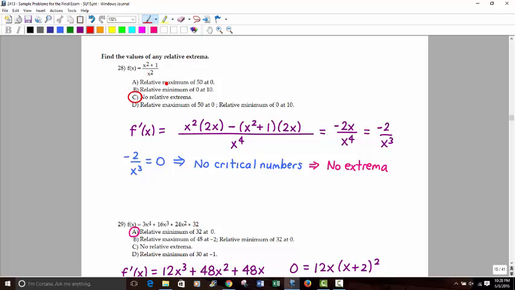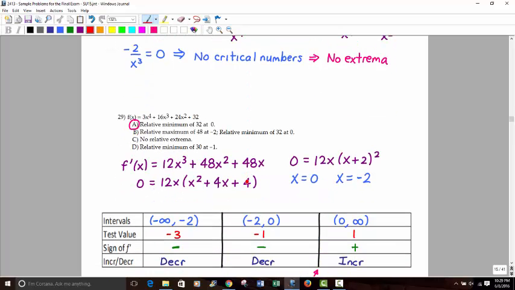So we take the derivative, do the quotient rule, so I have x squared times the derivative of the top, which is 2x, minus top times x squared plus 1 times 2x, all over x squared squared, which is x to the fourth. And simplify that numerator. Be careful, the minus will affect everything over here. You'll end up with negative 2x over x to the fourth. That simplifies to negative 2 over x cubed. So you set this equal to 0, you get no critical numbers. So if you have no critical numbers, you will have no extrema. So that takes care of that problem.